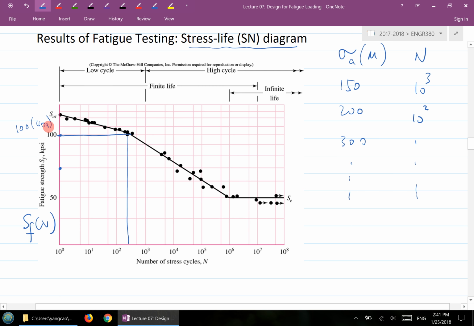Is that good? A second observation we should also look at is, yeah. Sorry, is sigma A equivalent to S_F? Yes. Sigma A here is the values over here.